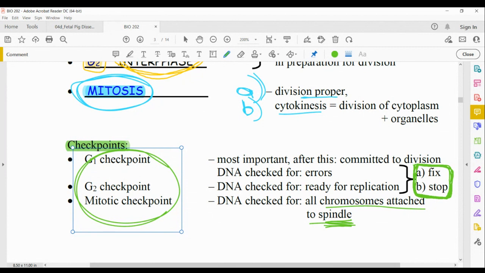But if we don't have the chromosomes attached to the spindle, there would be a danger that the chromosomes are not divided equally to the two daughter cells that will result, and that would of course be a problem. So the mitotic checkpoint makes sure that this need for the chromosomes having been attached to the spindle has been met. And if not, then of course we would not want that process to move ahead as such.